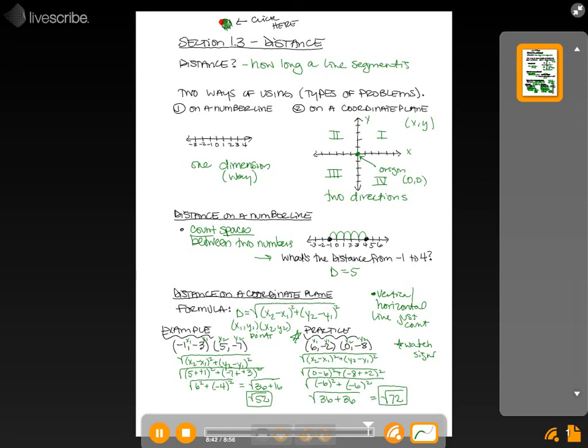One final warning, people will often tell me that the answer to that problem is regular old 72. Make sure you put it underneath the square root sign. Alright, so those are your distance notes for section 1.3. If you have any questions, be sure to bring them to class next time.